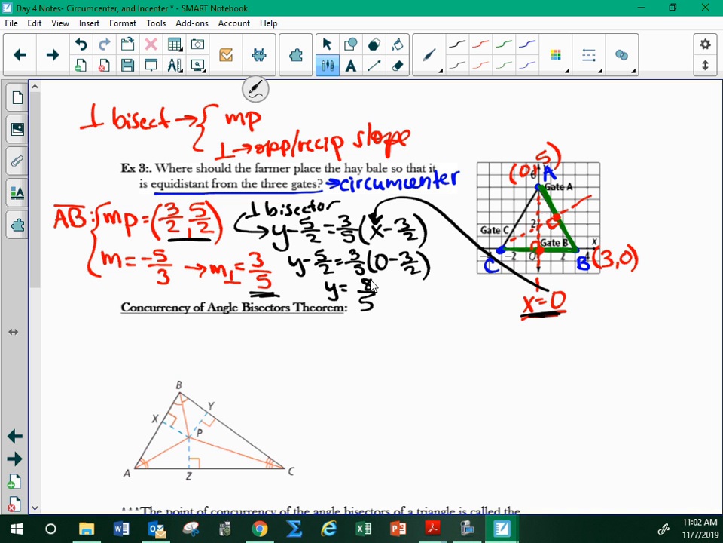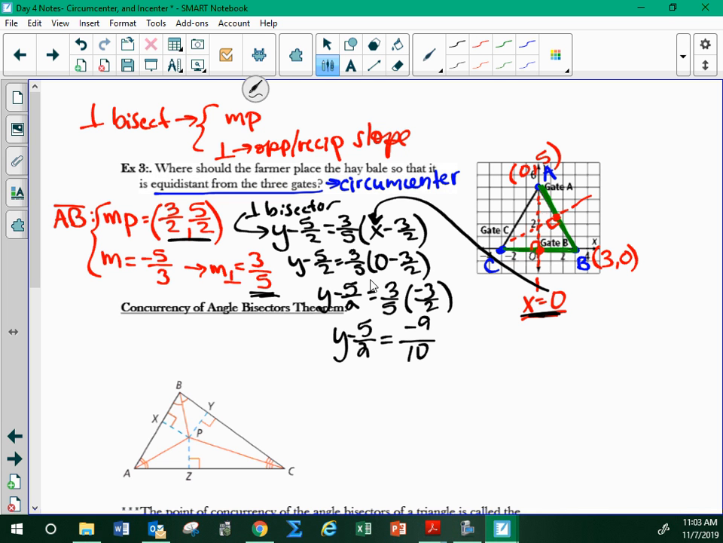So just to refresh our fractional memory. We have y minus 5 halves equals 3 fifths times negative 3 halves. How do I multiply fractions? What do I do? Numerator by numerator and multiply the denominator. Multiply straight across. Good. So y minus 5 halves equals negative 9 tenths. Now you could have multiplied both sides by 10 to get rid of it, but to make you practice fractions, I'm going to add 5 halves to both sides.